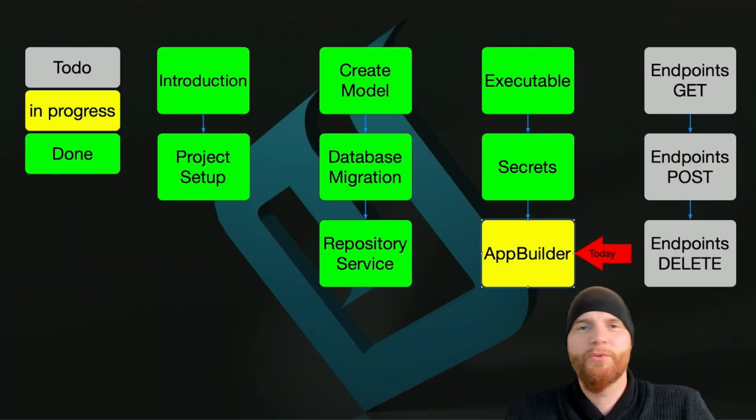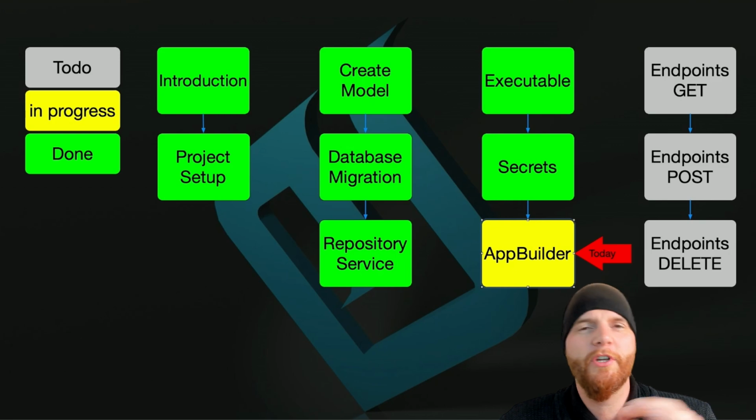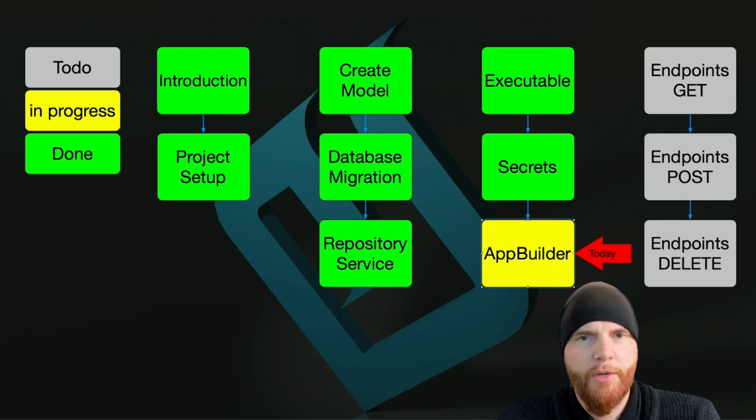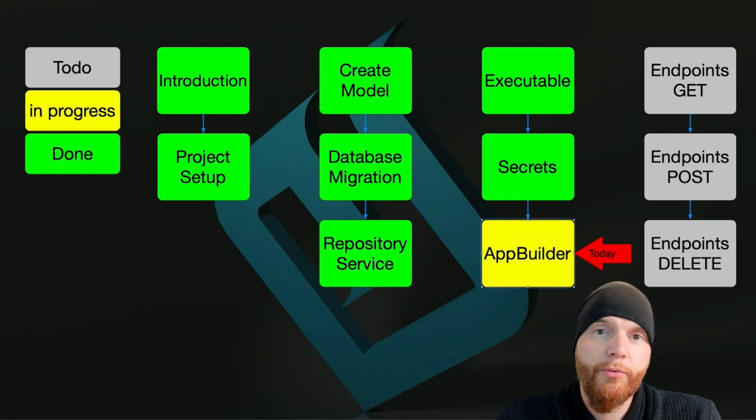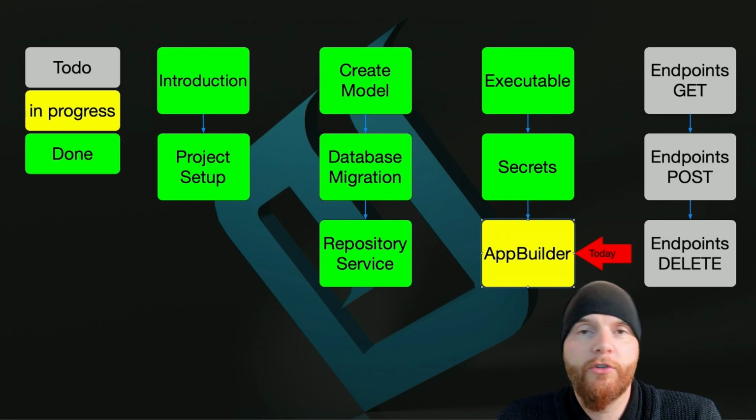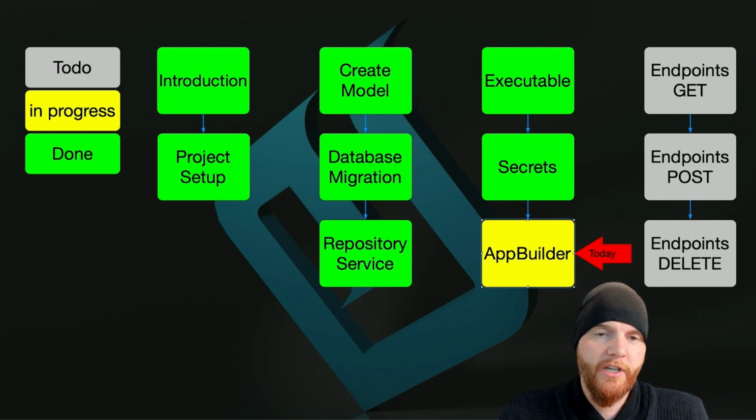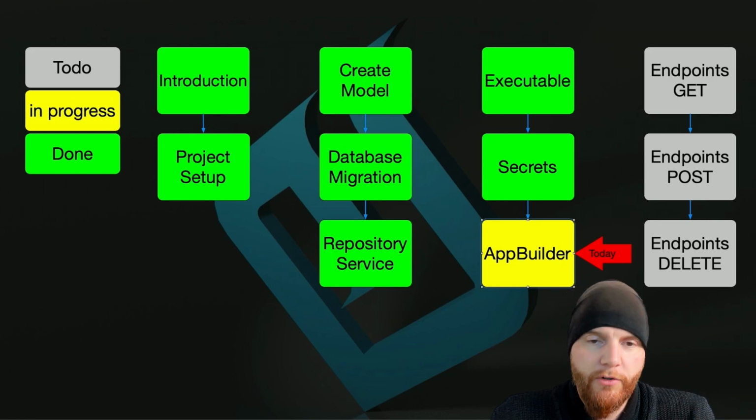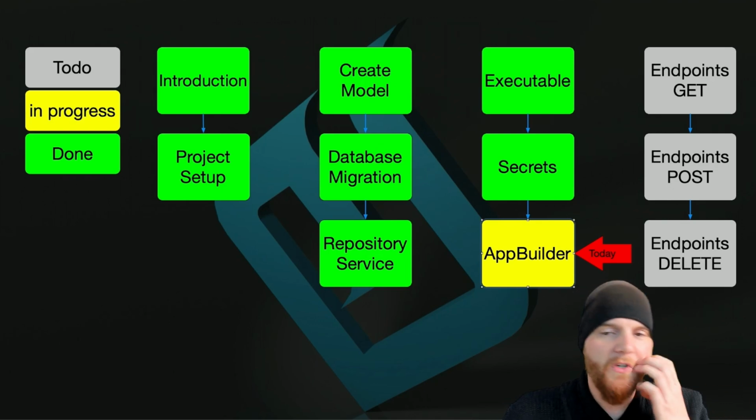So let's do a small recap. What did we talk about? I already gave you a small introduction to the whole setup, the project, what we're going to do and what we're going to use. I already did one episode on the project setup itself, which is everything connected to the Package.swift file. Then we created the model, the migration, and the repository service. I did the executable, and last time we had a pretty extensive course on secrets and how to use them.